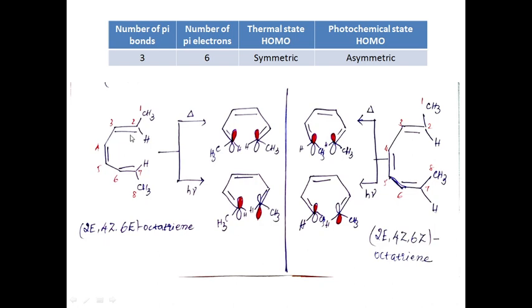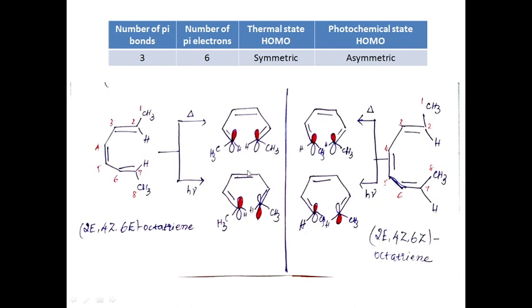So here it is 2E. So first priority CH3 and this molecule which is on opposite side, therefore E. Here 6E, again first priority on opposite side, therefore it is E. It is a triene because it has 3 double bonds. When it has 3 double bonds, you have 6 pi electrons. Recall from the previous table, 6 pi electrons, HOMO becomes symmetric under thermal state. If you do the same in photochemical state, HOMO becomes asymmetric.